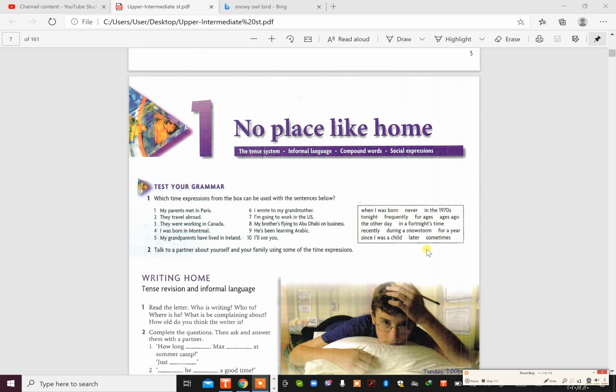Okay, tonight, that means I'm talking about today, so I can use it for future. Frequently, it is an adverb of frequency, so I use it with the simple present. For ages, here I use for, so it is used with the present perfect. Ages ago, here I use it for the past tense. Recently I use it with the present perfect, or since I was a child, this is with the present perfect.